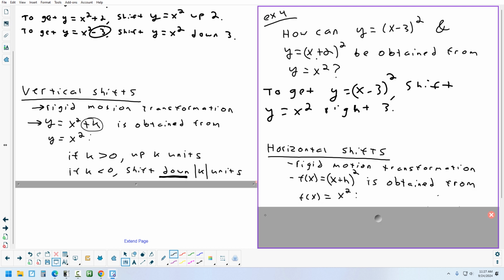But these are, again, examples of rigid motion transformations. Adding and subtracting this number inside does not stretch or distort anything. It just slides your picture left and right.